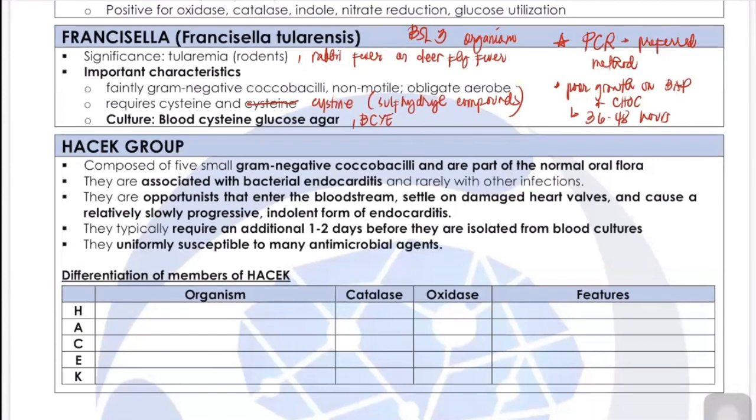Other methods are possible too; direct fluorescent antibody is also useful. However, the most widely used method, because it is preferred, is polymerase chain reaction.